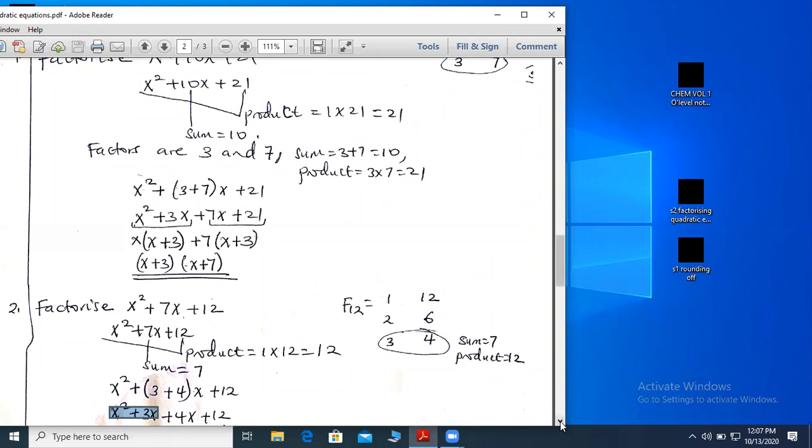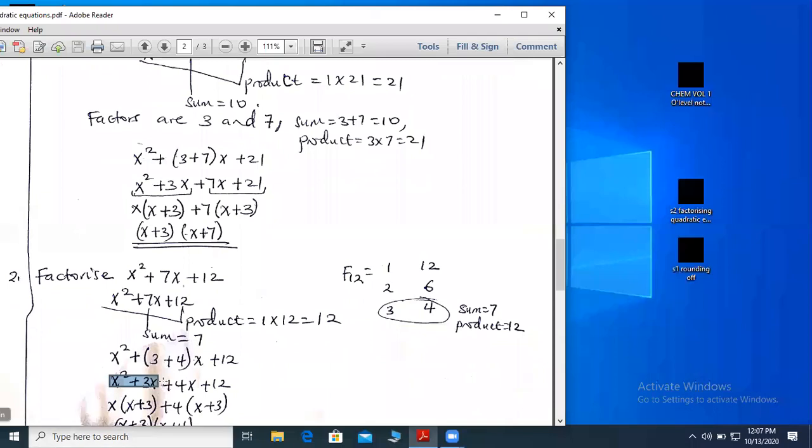So here we factorize out x. It becomes x into x plus 3, then plus 4. When you have factorized out 4 here, it will remain x plus 3.